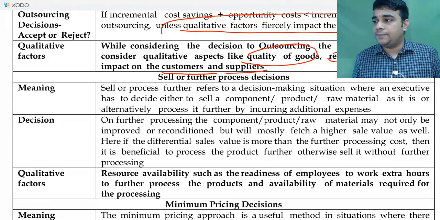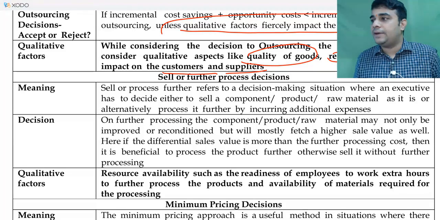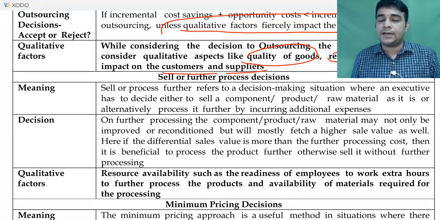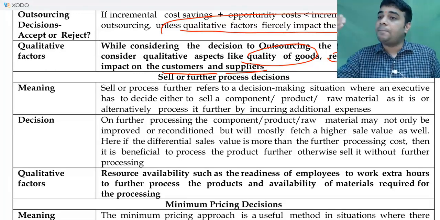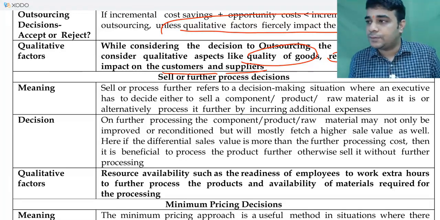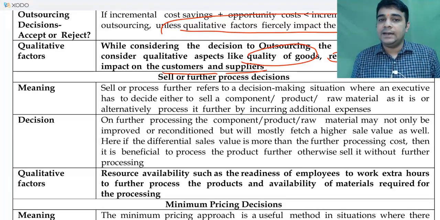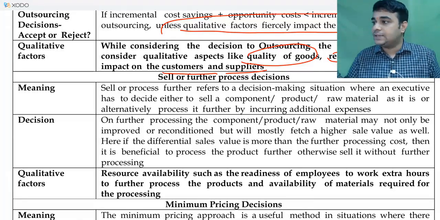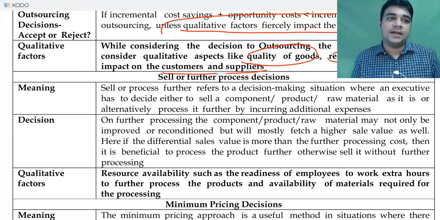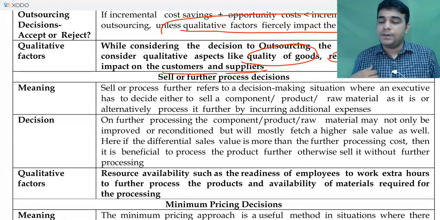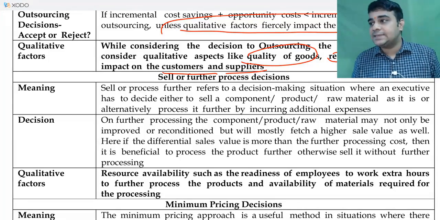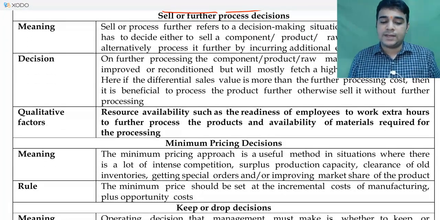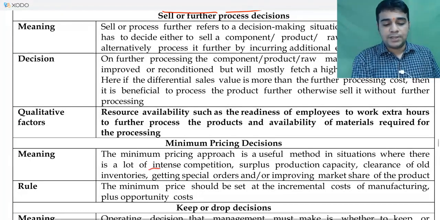Depending on the type of the job, there can be qualitative factors. I don't think this initial theory will have some qualitative factor, but depending on the type of the job, there can be qualitative factors which I would have discussed there, saying is there a possibility of getting future orders from the customer? Is there a possible impact on the existing customer, because you may try to fix it at a lower price? When you are fixing at a lower price, is there a possible impact on the existing set of customers? Minimum price approach is a useful method in situations where there is a lot of intense competition.